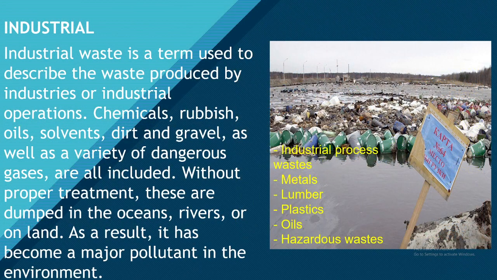The next one is industrial. Industrial waste is a term used to describe the waste produced by industries or industrial operations. Chemicals, rubbish, oils, solvents, dirt, and gravel, as well as a variety of dangerous gases, are included. Without proper treatment, these are dumped into the ocean, rivers, and on the land. As a result, it has become a major pollutant in the environment. The examples of these are industrial processes waste, metals, lumber, plastic, oils, and hazardous waste.